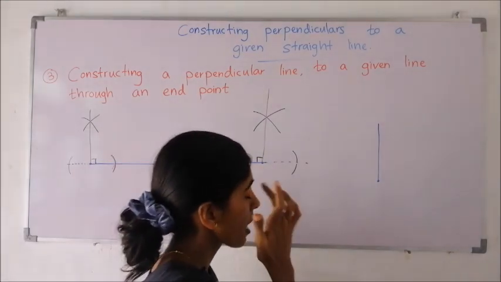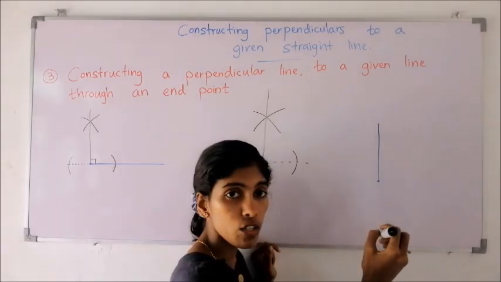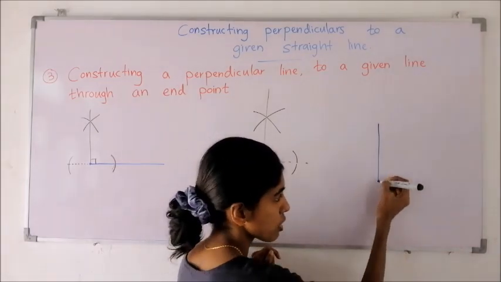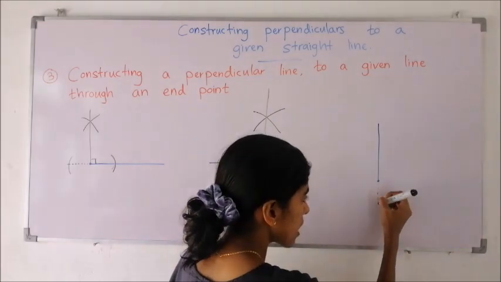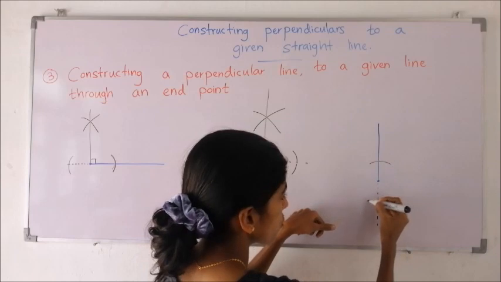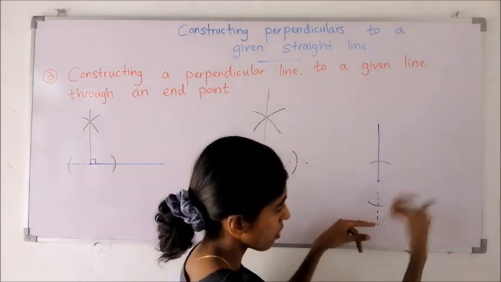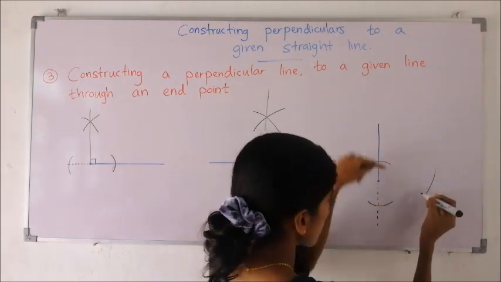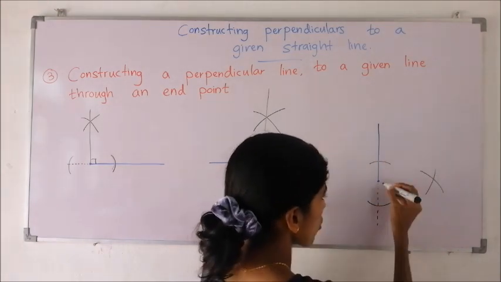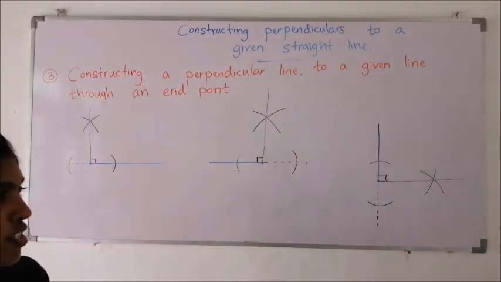Now I have drawn a vertical line here. At this point we need to construct a perpendicular. Firstly, keeping the ruler, produce the line segment. Keeping the middle point here, draw 2 arcs from either sides. Now from the left side and from the right side, keeping the middle point here, draw an arc. Join these 2 points. A perpendicular has been constructed.